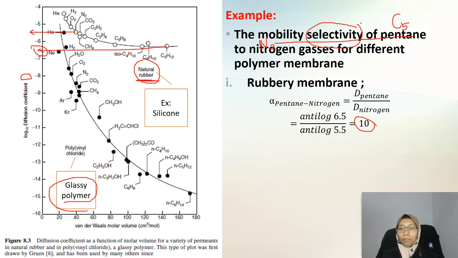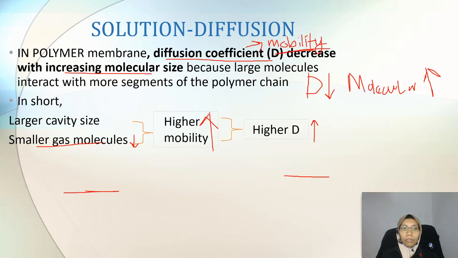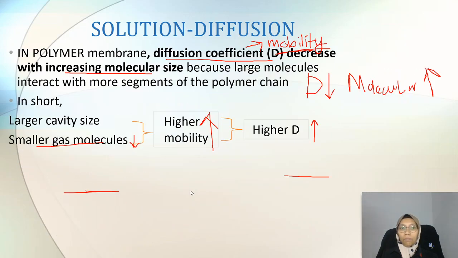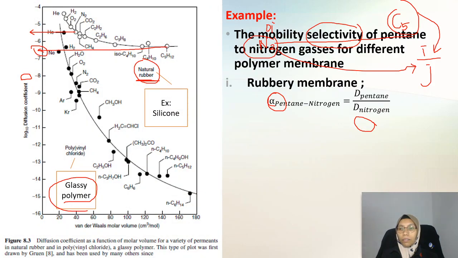Remember, this is selectivity, right? Selectivity must be of gas I over gas J. Gas I is your pentane, and nitrogen is your gas J. That's why we divide, because we want to find the selectivity, the mobility selectivity, from the diffusivity coefficient D. So this one is based on the rubbery membrane.